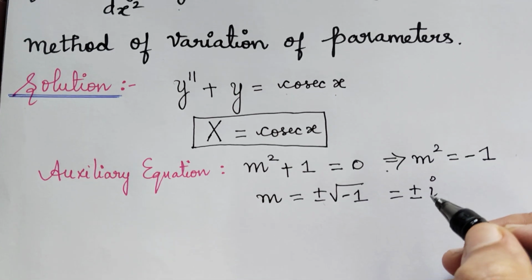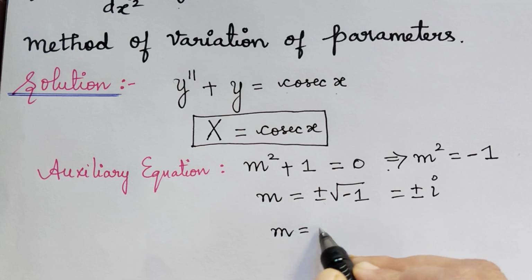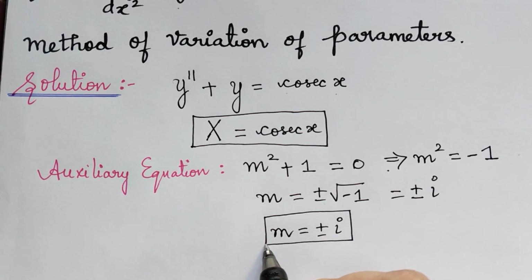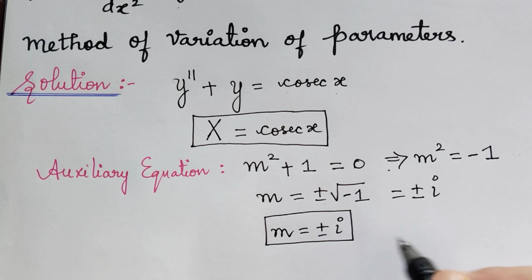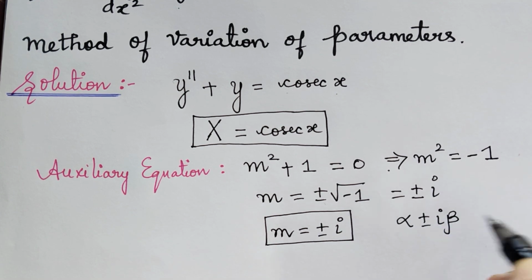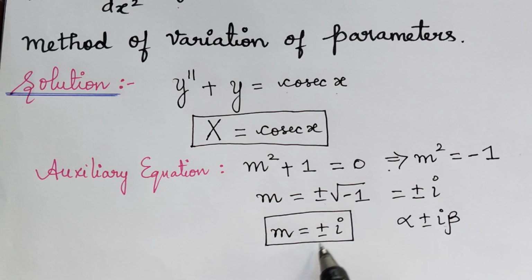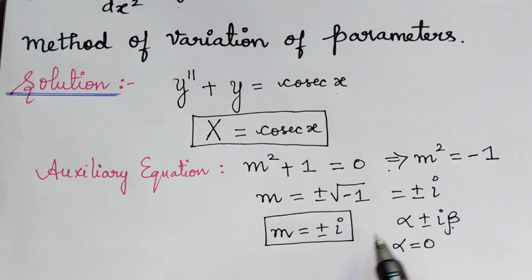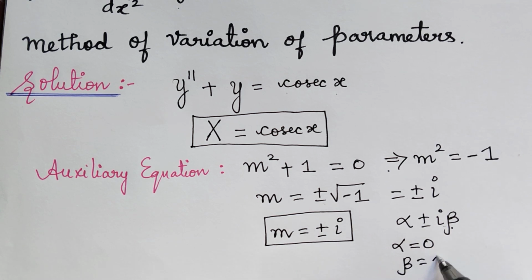We know that the square root of minus 1 is i. So the value of m is equal to plus or minus i, which is an imaginary number whose real part is 0. The imaginary root has the form alpha plus or minus i beta. If you compare, we see that the real part is 0 over here, so alpha is equal to 0, and the value of beta is 1.